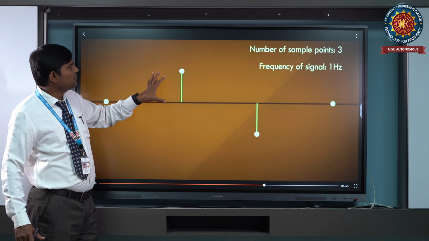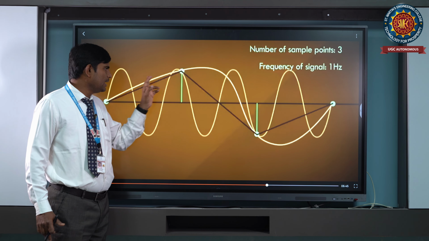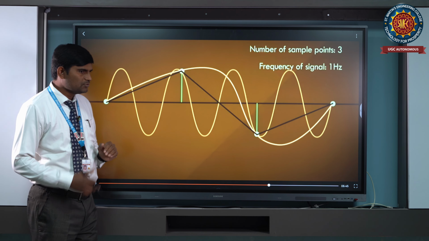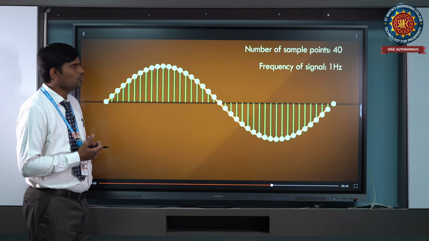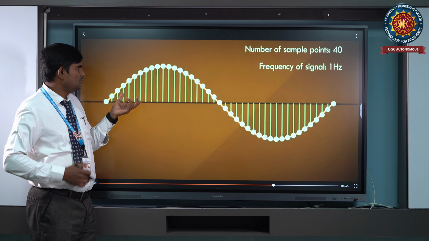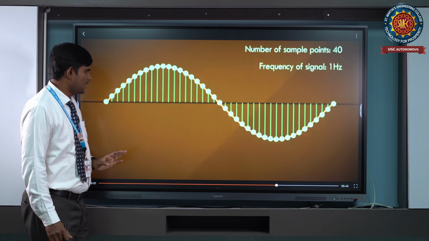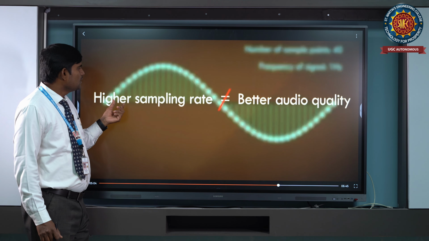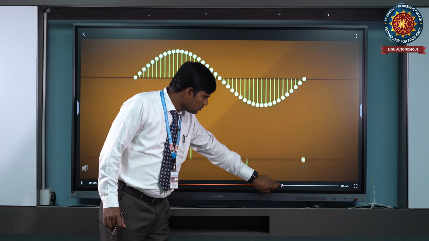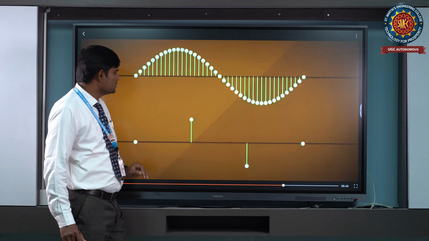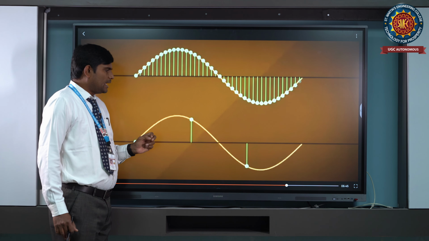If we use fewer samples, the signal cannot be accurately represented. That's why we have to use a minimum of twice the maximum frequency. So if 20 is the frequency of the original signal, then 40 is the number of samples that we have to take. This gives us the required sampling rate, a minimum of twice the maximum frequency, and further we can also avoid the aliasing effect.